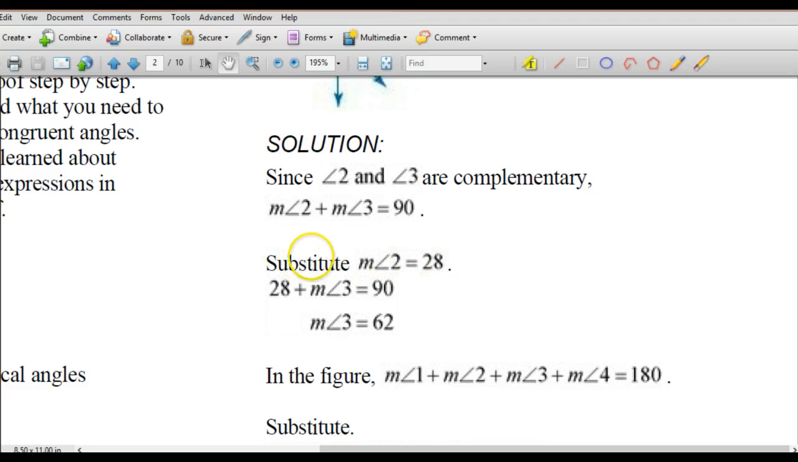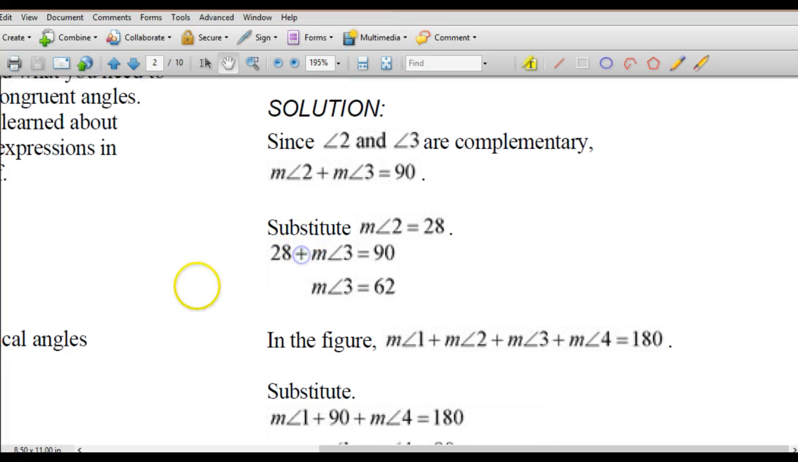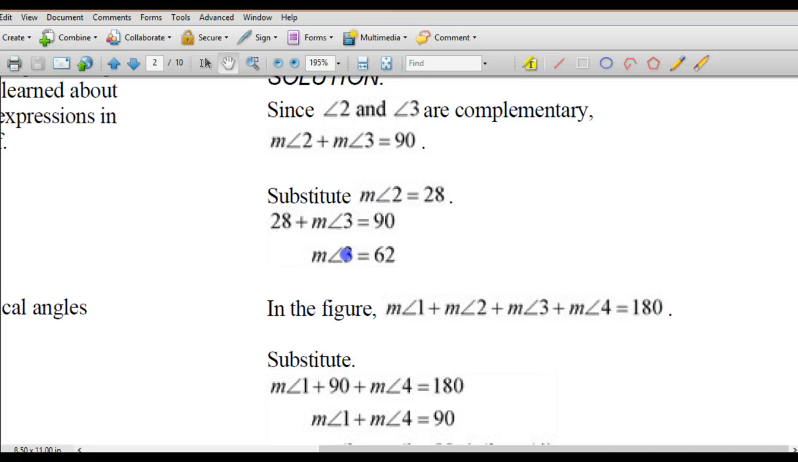Then we're going to substitute in. We know that 2 and 3 are complementary, so 2 and 3 we can substitute in 90 for. So 1 plus 90 plus the measure of angle 4 is equal to 180. Now from here, we can subtract 90 from both sides. So the measure of 1 plus the measure of angle 4 equals 90.